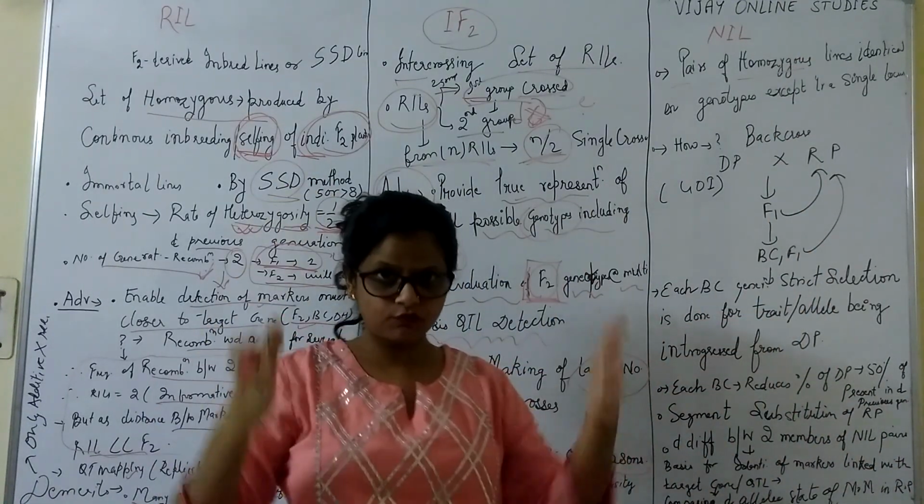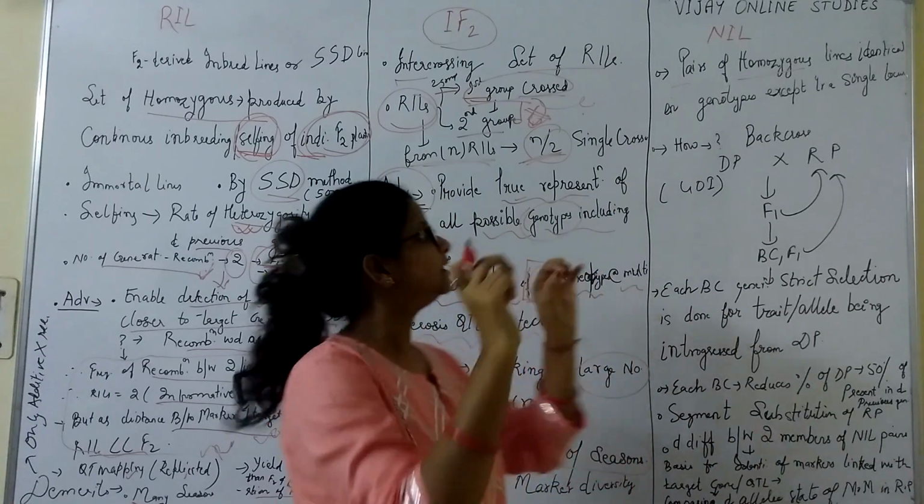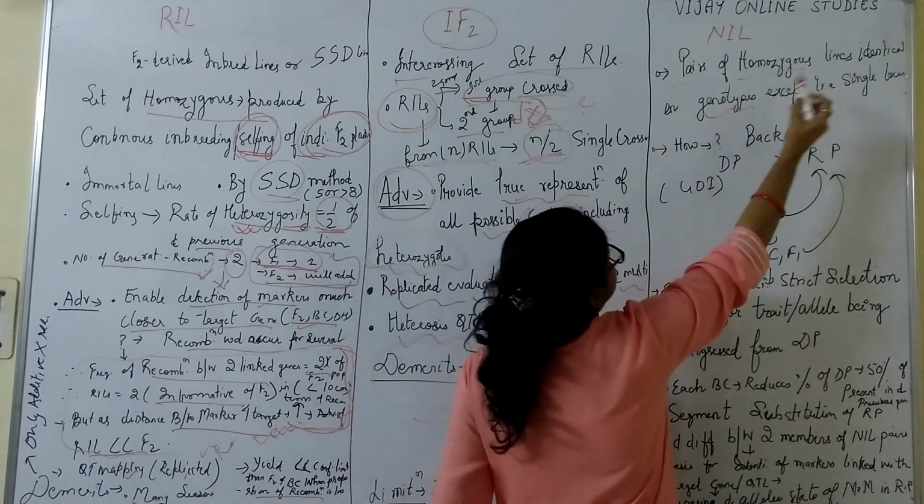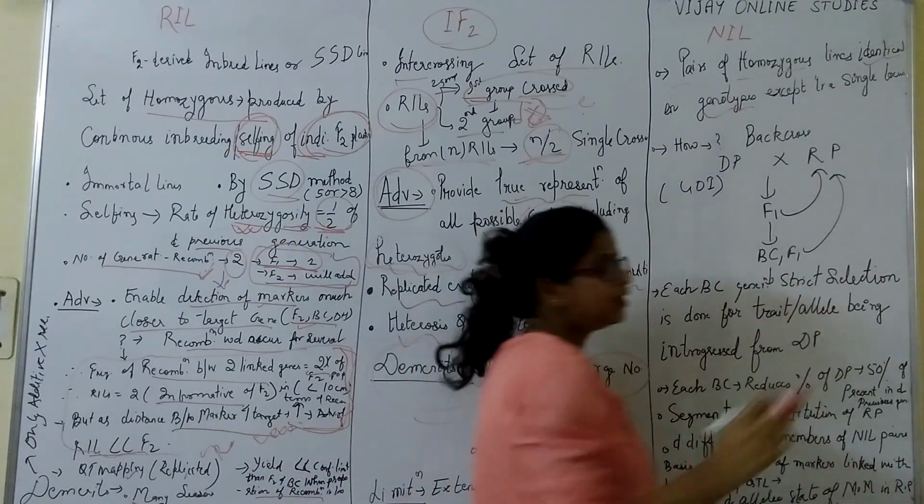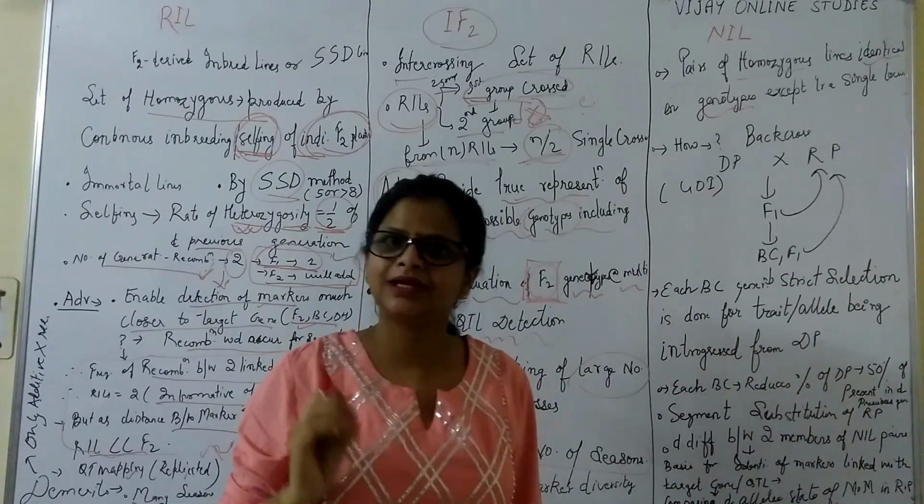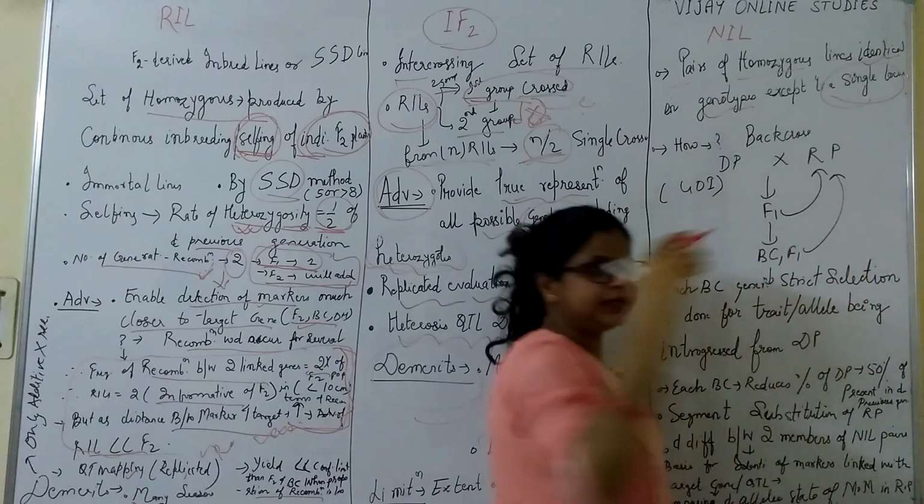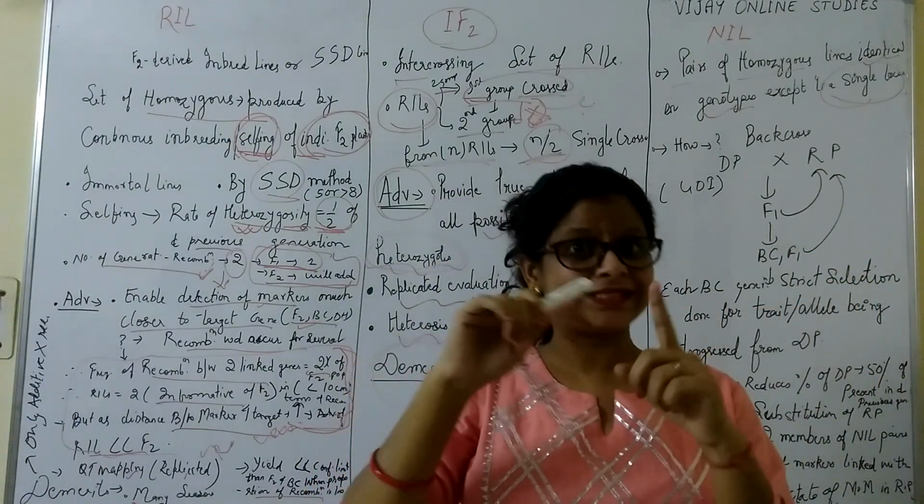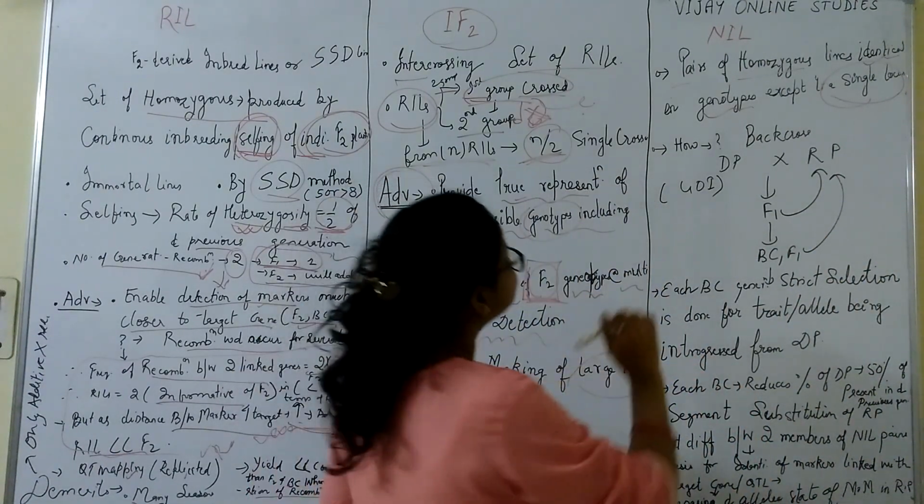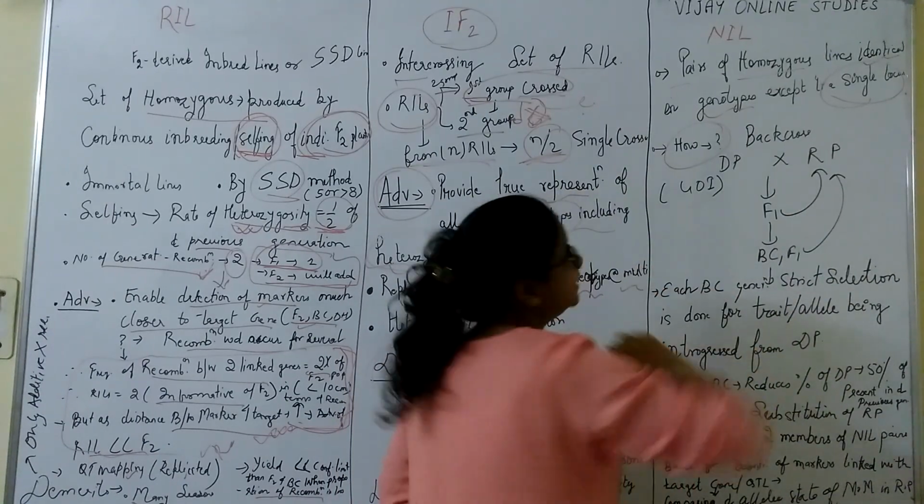They are a pair of homozygous lines which are identical in genotype. But there is an exception. What is that exception? Except for a single locus. They are identical in genotype except at a single locus. How do you produce NIL lines?